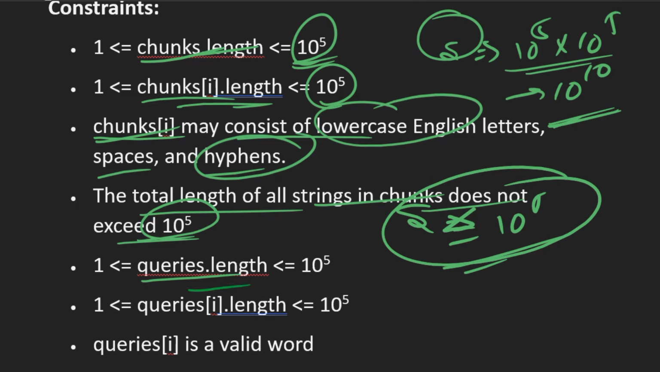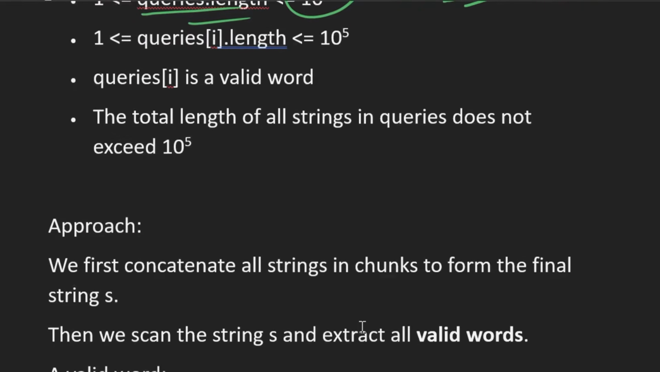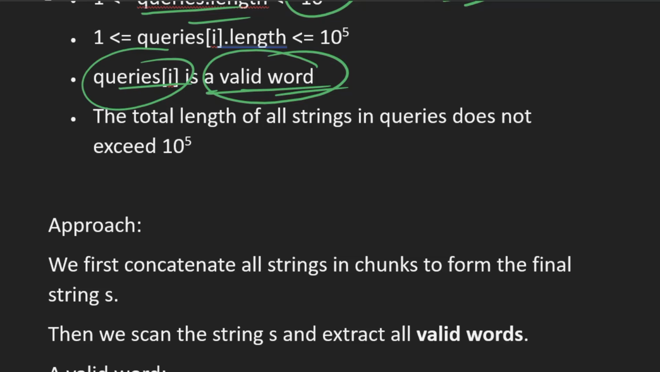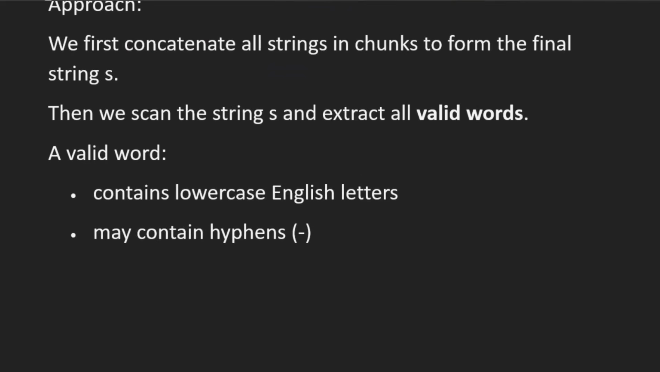And the total number of queries can be 10^5, and each query can have a length of 10^5. And it is given that the words present in queries are valid words, and the total length of all the strings in queries doesn't exceed 10^5. So these are the constraints. So let's see the approach.